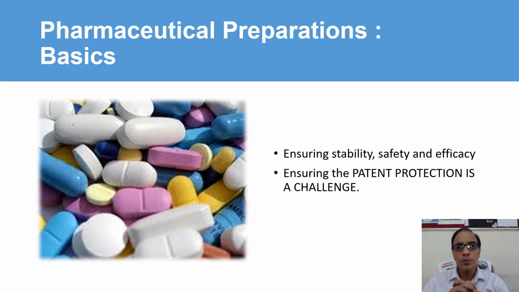So how can we protect the patent? By developing the Ndds, by developing the targeted drug delivery system of the same molecule. By this way, we would be able to protect our patent and get the revenues. This is the strategy taken up by every pharmaceutical company which has a strong R&D.